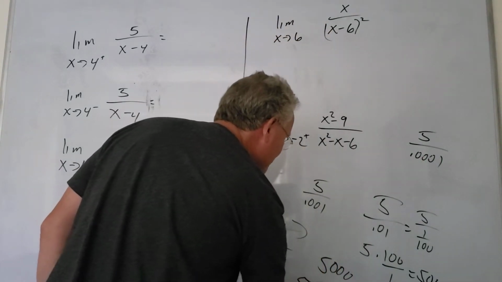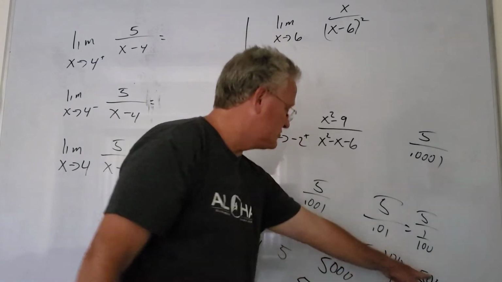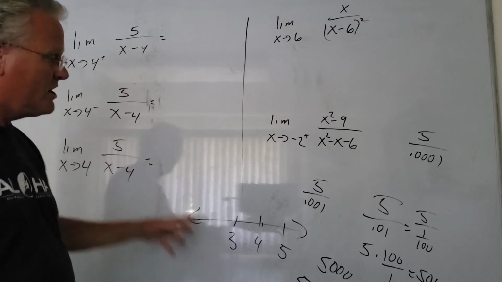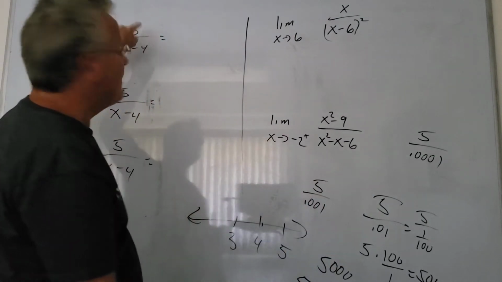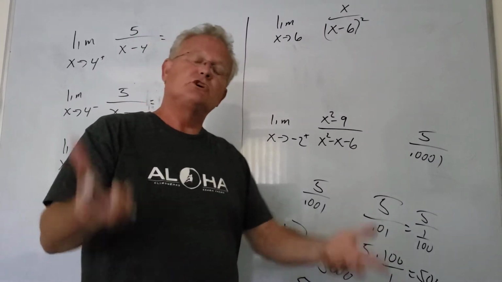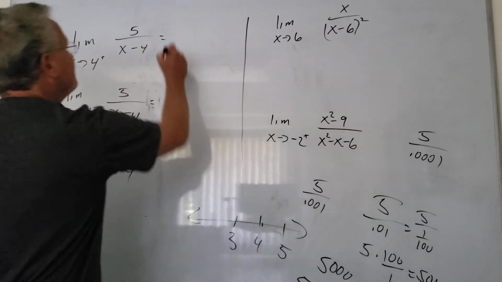So look at what's happening here. Our numbers are just getting bigger and bigger and bigger. The closer we get to 4, the overall value of that fraction is getting bigger and bigger, and it's positive. In other words, it's going to positive infinity.